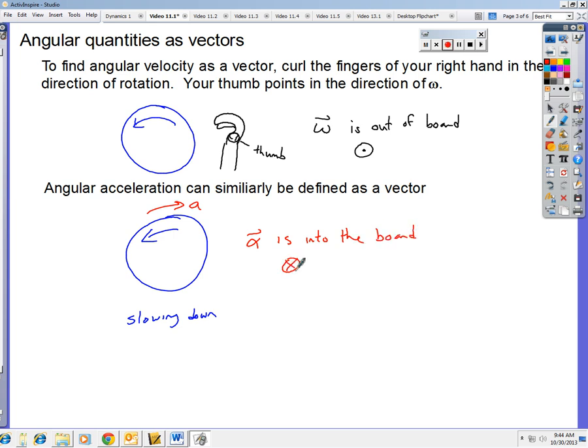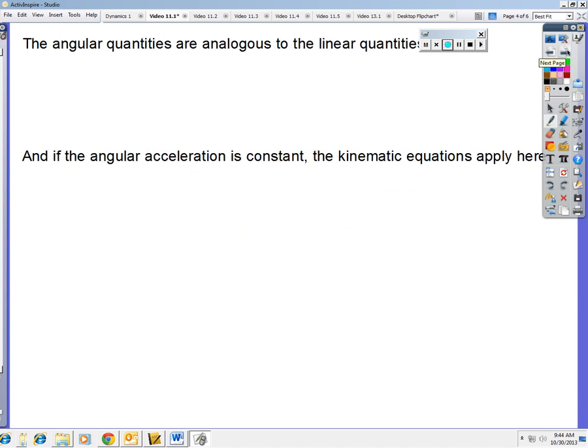And remember, we represent a vector into the board as a circle with an x in it. So you do need to know that omega and alpha are vectors, and you need to know how to find their directions using this version of the right-hand rule. And now here's where, if you understand regular kinematics really well, it will help you.